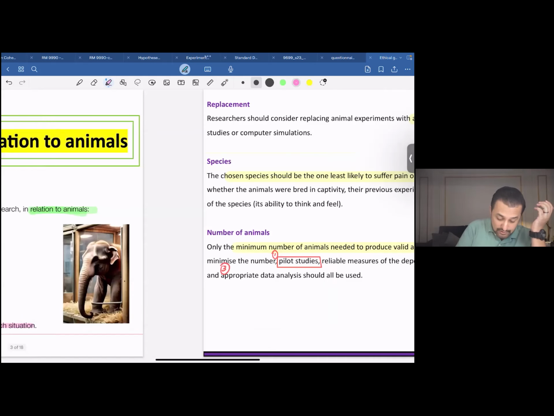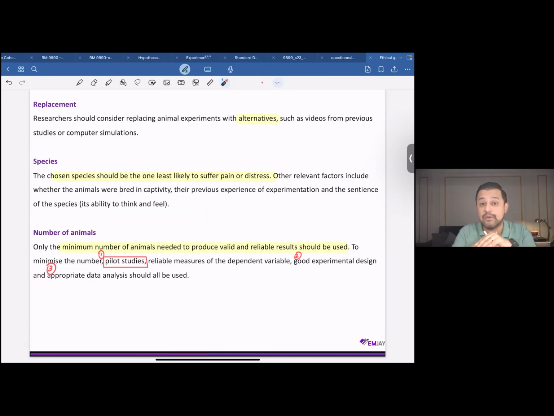Now, without any further ado, let's begin with the first one here, that is replacement. Now, what does replacement mean over here? Just because a research is being conducted on an animal, that doesn't mean we start taking animals for granted. Remember, they are living things. I'm not saying they're human beings, because of course we have different ethical guidelines for humans. Do not get confused amongst them. But nonetheless, they're living beings.